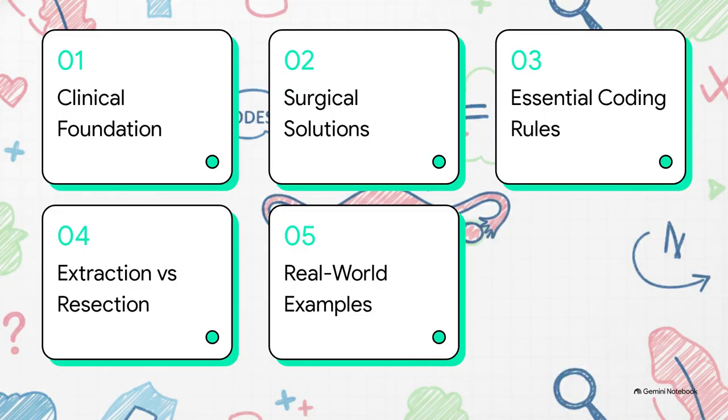Here is our roadmap for this explainer. First, understanding tubal pregnancies. Second, the surgical solutions. Third, essential coding rules. Fourth, extraction versus resection. And finally, real-world coding examples.